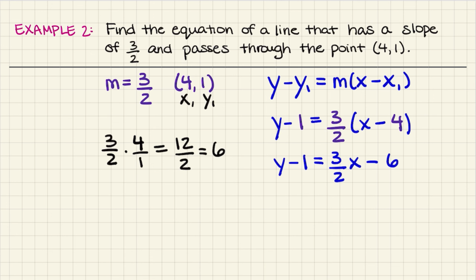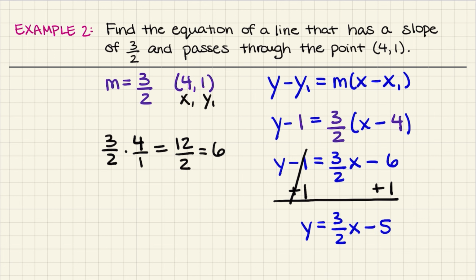Now we have one more step to get y by itself, and that is to add 1 to both sides. So these cancel out, and we get y equals 3/2 x, -6 plus 1 gives us -5. So our final answer is y equals 3/2 x minus 5. And that is our equation of a line in slope-intercept form.